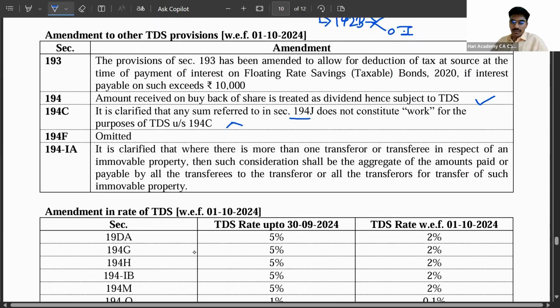Assume, for example, if you are going to transfer a property for more than 50 lakhs, you have to deduct TDS under 194IA. Okay. Now, earlier there was a confusion: is this 50 lakhs per person or per property? Now they have said this is per property, not per person.